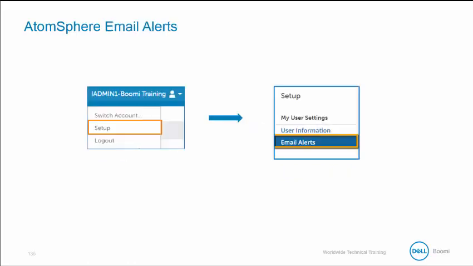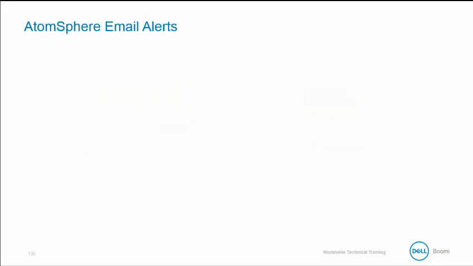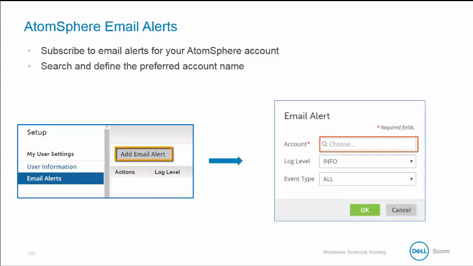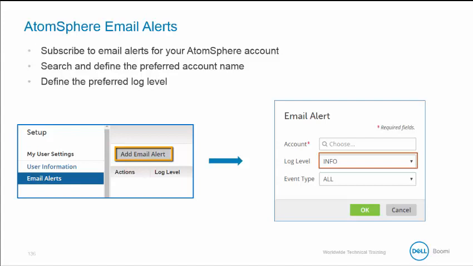From the Account drop-down, select Setup menu and then Email Alerts to create an email alert. Within the email alerts, click Add Email Alert to subscribe to email alerts for your user logged into AtomSphere. Search and define the preferred account name. Define the preferred account log level. There's Info, all account activity, Warning, which is all account warnings and errors, and Error, which is all account errors.